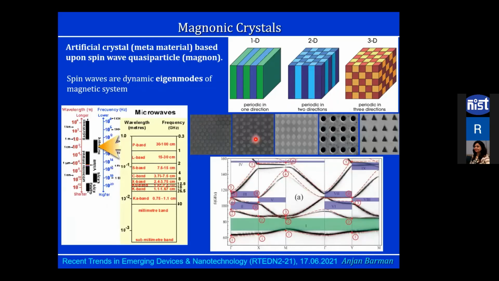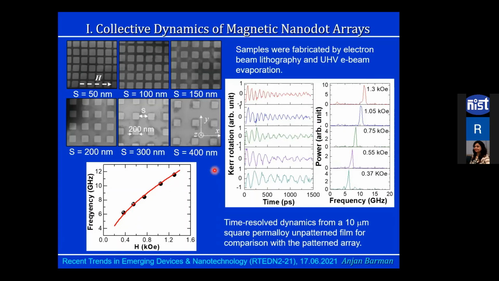And of course, this thing I already explained. I do not have to explain it again. So I come to some examples. These are some of the first work we did long time back. So what we did is we placed square dots of permalloy, which is nickel iron, which has negligible magnetocrystalline anisotropy. So the primary anisotropy will come from the shape, size, and their interaction. And we placed them in such a way that their lattice spacing is varying from a very small value, about 50 nanometer separation, to about 400 nanometer separation.